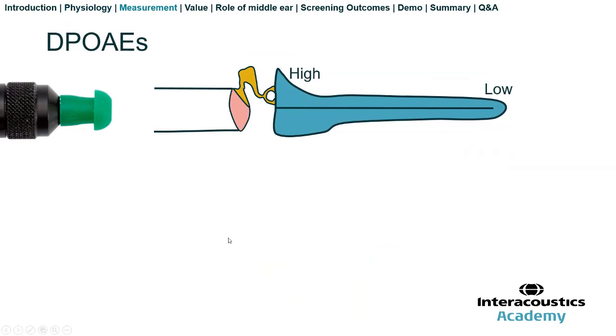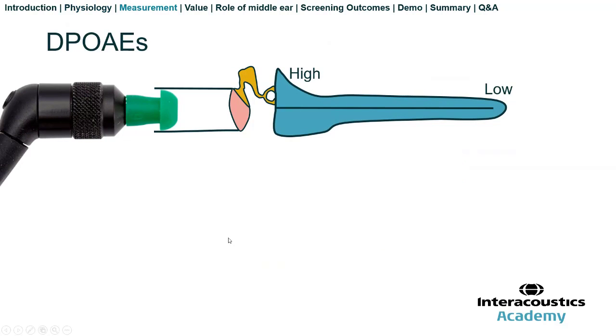There are 2 primary ways of measuring otoacoustic emissions. The first that I'll discuss is distortion product otoacoustic emissions. Here we have 2 simultaneous tones that are presented. These are referred to as F1 and F2. They're usually very close in frequency. Usually the ratio between F2 over F1 is about 1.2 to 1.22.